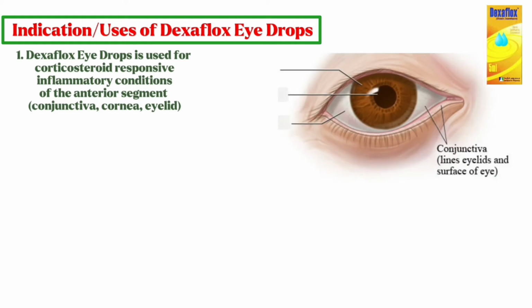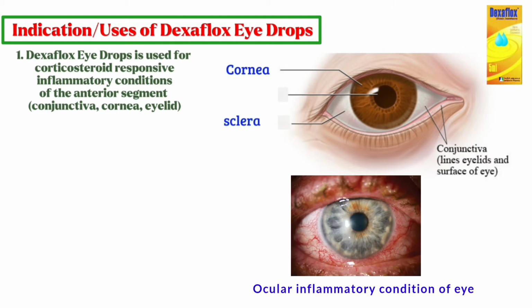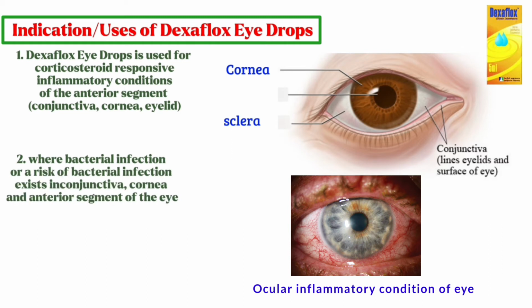The anterior segment refers to the frontmost region of the eye and includes the cornea, iris, and lens. Conjunctiva lines eyelids and surface of eye. Sclera. Cornea. The second use of Dexaflox drops: 2. Where bacterial infection or a risk of bacterial infection exists in conjunctiva, cornea and anterior segment of the eye.